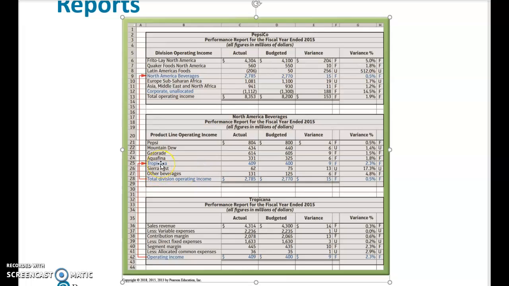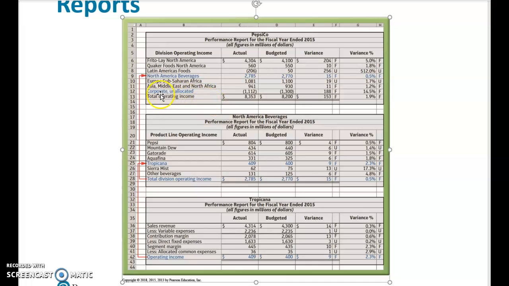All right, and Tropicana is one company, well, not company, but one division that's their operating income, and that's within the North American Beverages segment. Okay. Now this total North American Beverages rolls up into Pepsi, where North American Beverages joins Frito-Lay, Quaker Foods, Latin America Foods, etc. Okay.